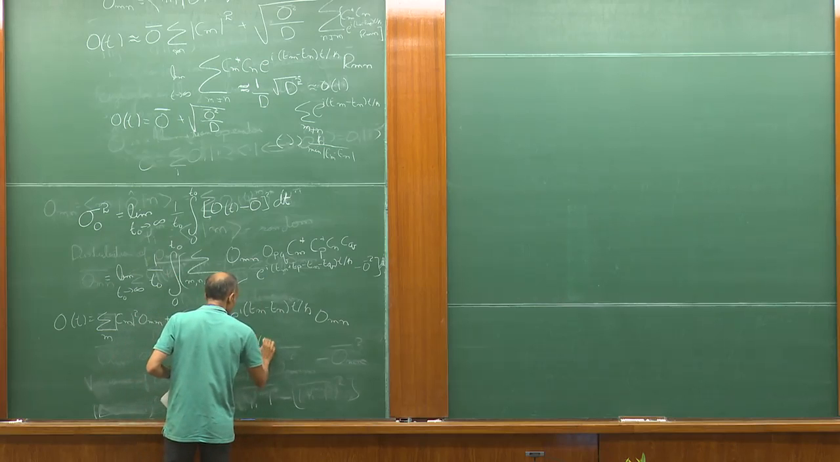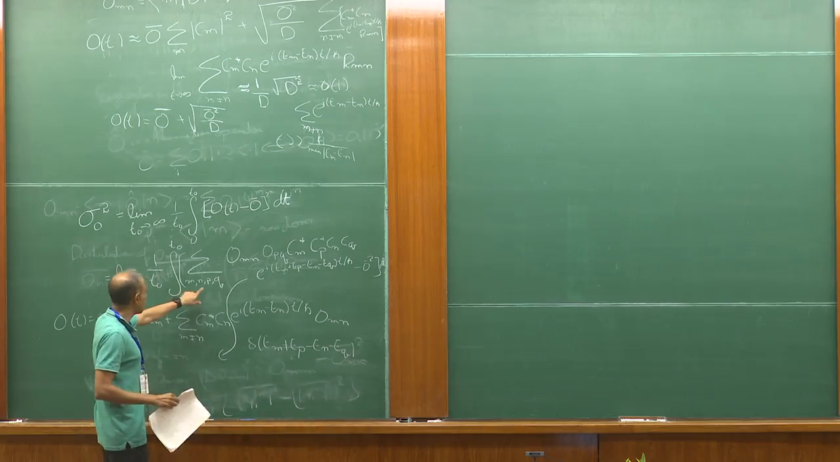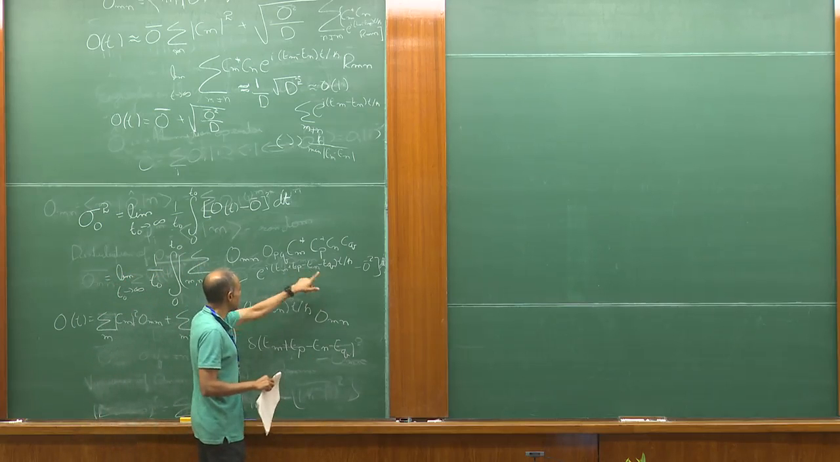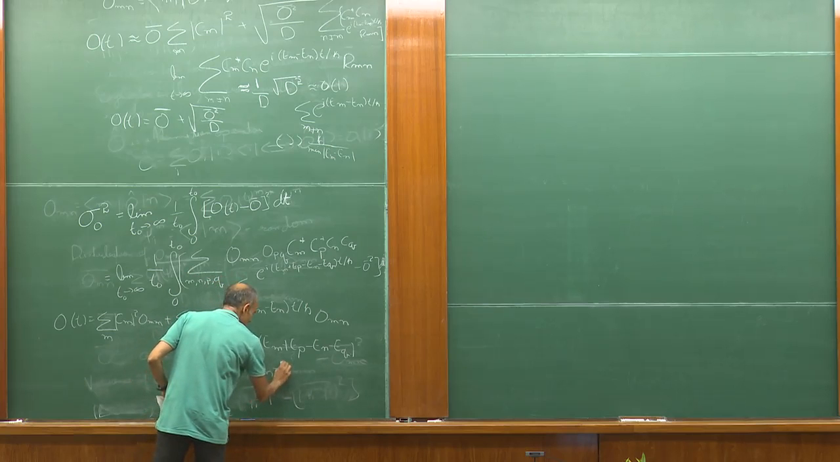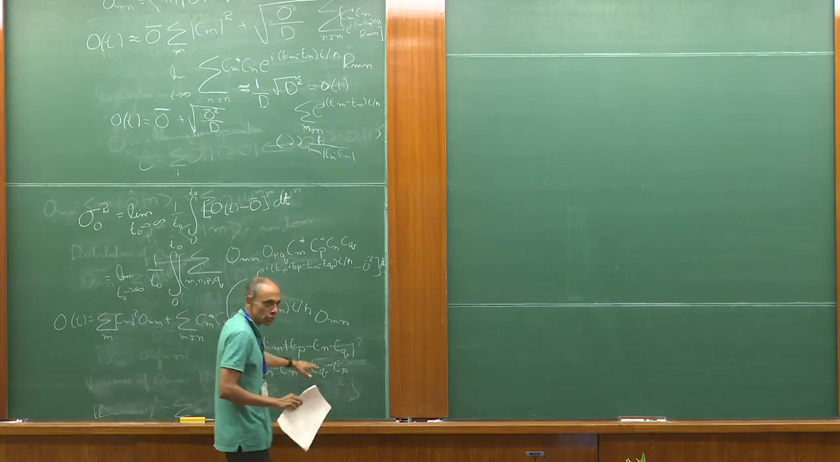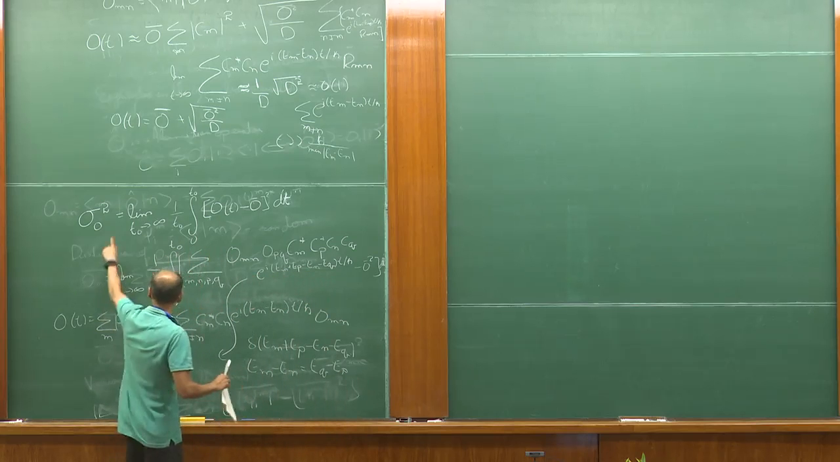you get delta of E_m plus E_p minus E_n minus E_q. In other words, the only contributions that you will receive in the sum are from those values of m, p, n, and q such that E_m minus E_n is equal to E_q minus E_p. So it's only for m, n, p, and q satisfying this condition that you will receive a contribution from this sum to this quantity.